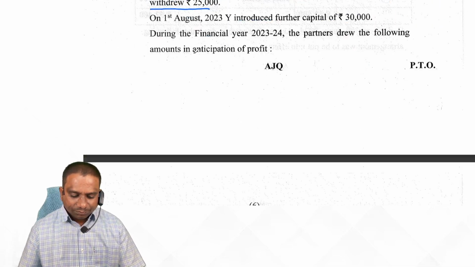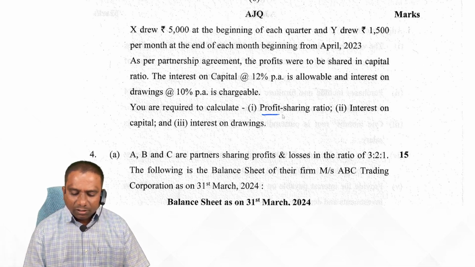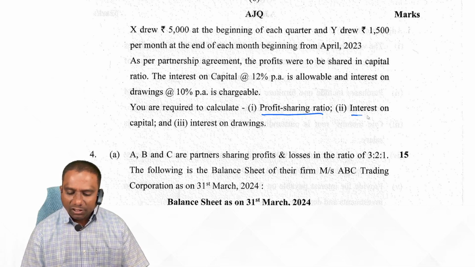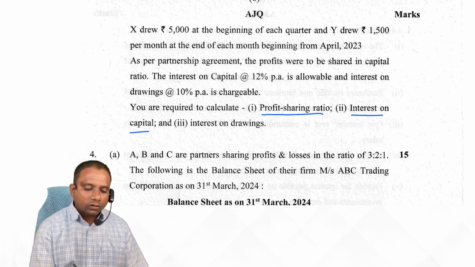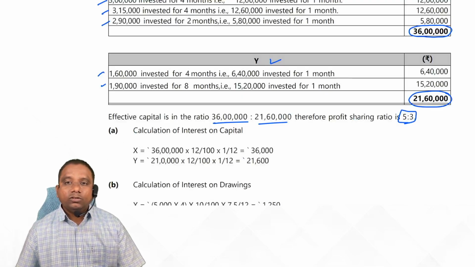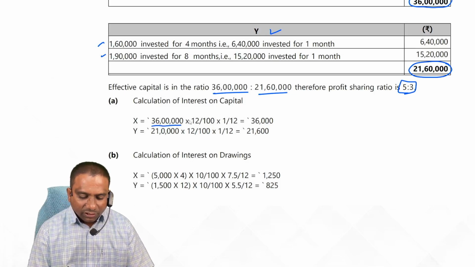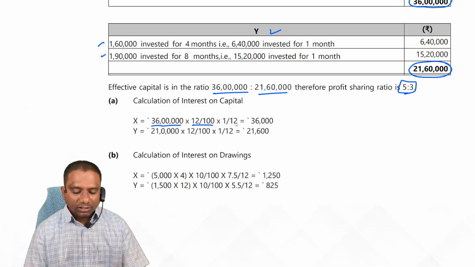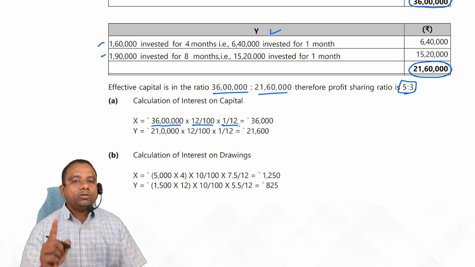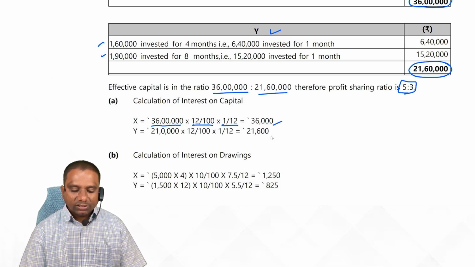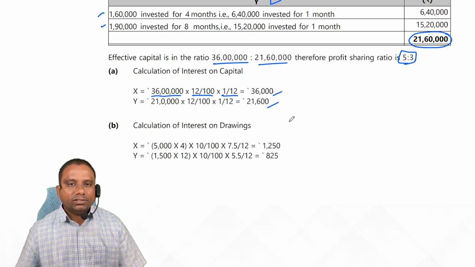Second one, first they are asking profit sharing ratio 5 is to 3. Second calculation, interest on capital. Here we have calculated effective capital, now 36 lakhs. Calculate 36 lakhs into 12%, which is the rate of interest on capital, and calculate interest for 1 month. So that you get 36,000 and 21,100.